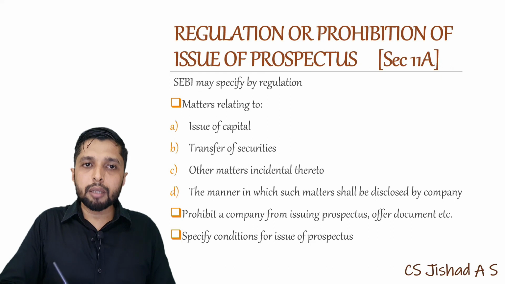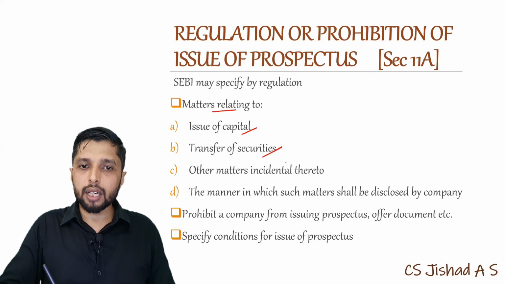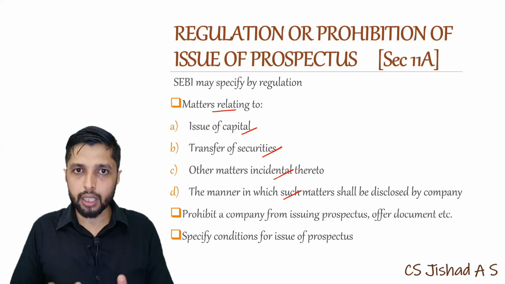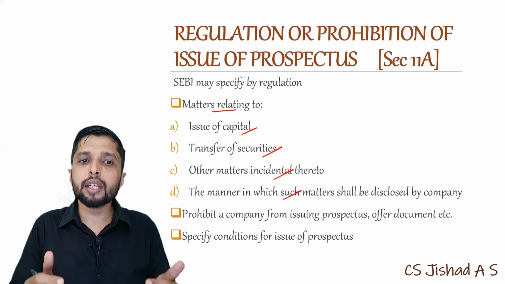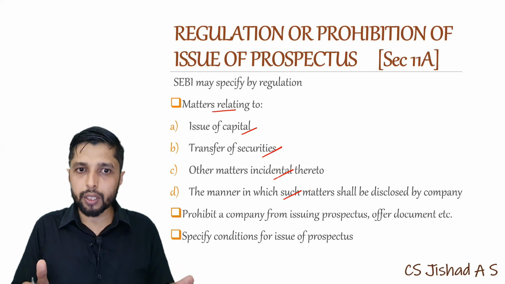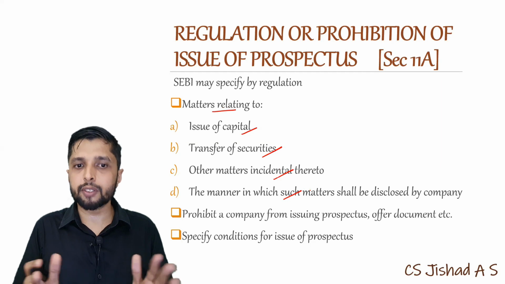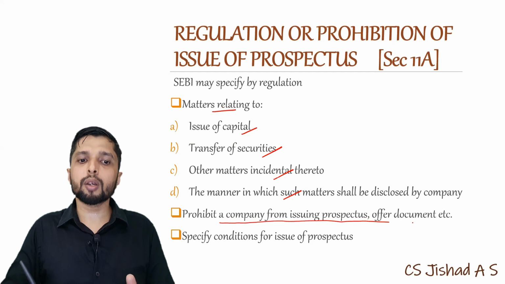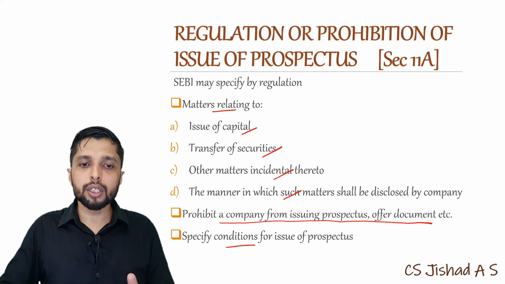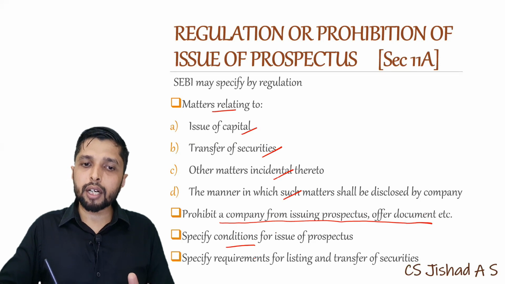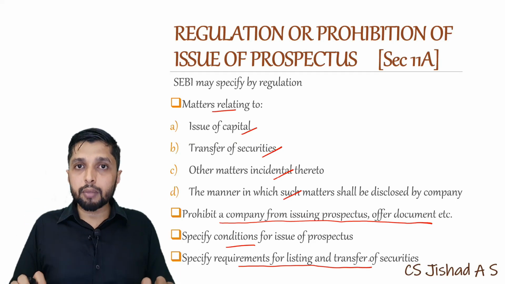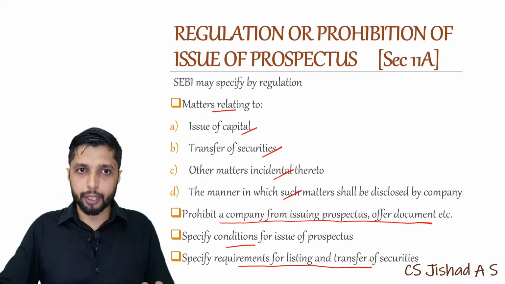So SEBI may specify matters relating to issue of capital, transfer of securities, other matters, the manner in which such matters shall be disclosed by the company. Okay, SEBI can regulate matters relating to issue of capital, transfer of securities, other matters connected thereto, etc. Then SEBI may prohibit a company from issuing prospectus or a document, specify conditions for issue of prospectus, specify requirement for listing and transfer of securities. So these are the powers of SEBI which is related to issue of prospectus.